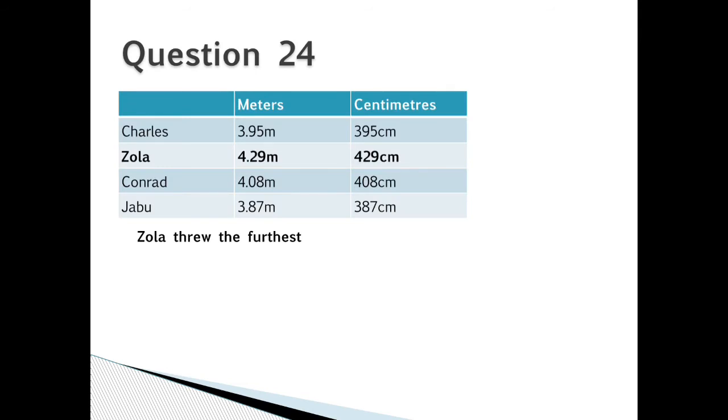It is important to get the numbers into the same type of measurement. So, if we look at Charles in meters and centimeters, you will see that Charles went 3.95 meters. In centimeters, it was 395 centimeters. Zola went 4.29 meters, which is 429 centimeters. Conrad went 4.08 meters, which is 408 centimeters. And Jabu went 3.87 meters, which is 387 centimeters. So, Zola threw it the furthest.